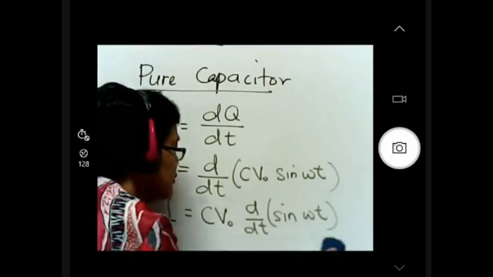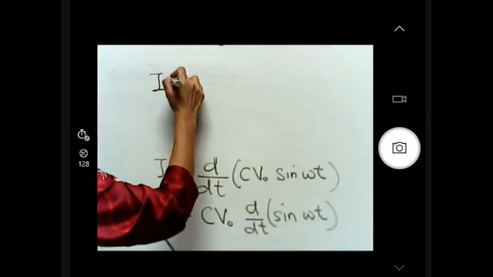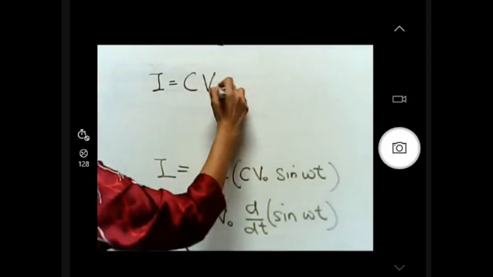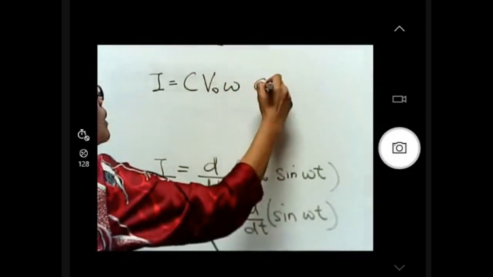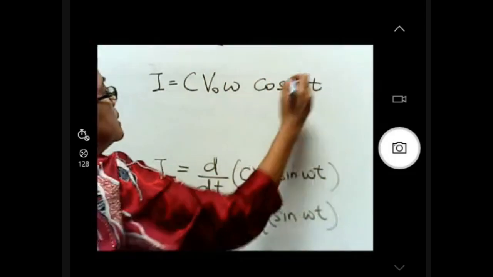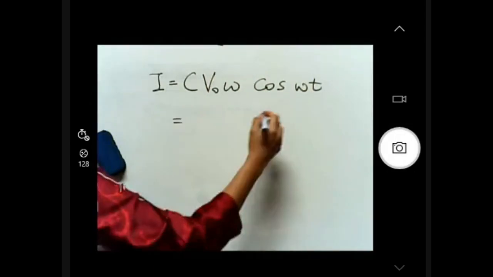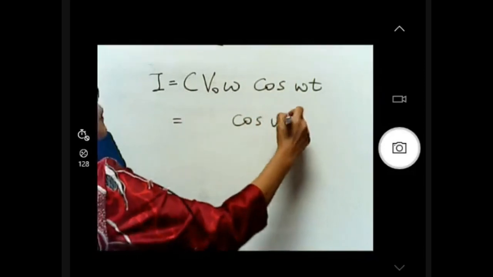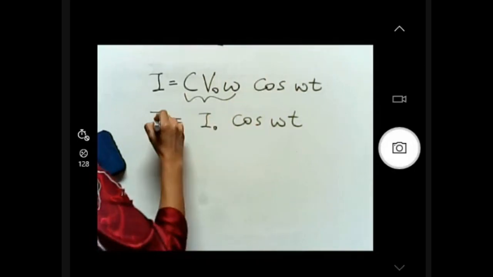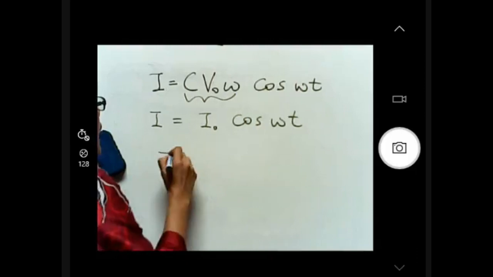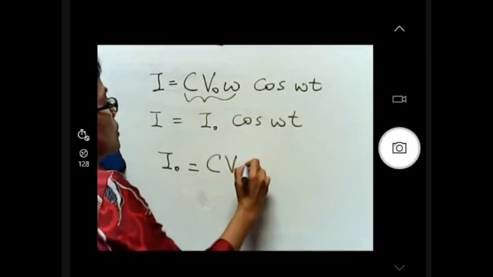Oh, you cannot see. So let me write here. So we have I equal C V naught omega, differentiate sine omega t, you get cos omega t. So we can compare, as usual, this equation with I naught cos omega t, meaning this will represent the maximum value of current or peak value of current. So I naught here is equal to CV naught omega.